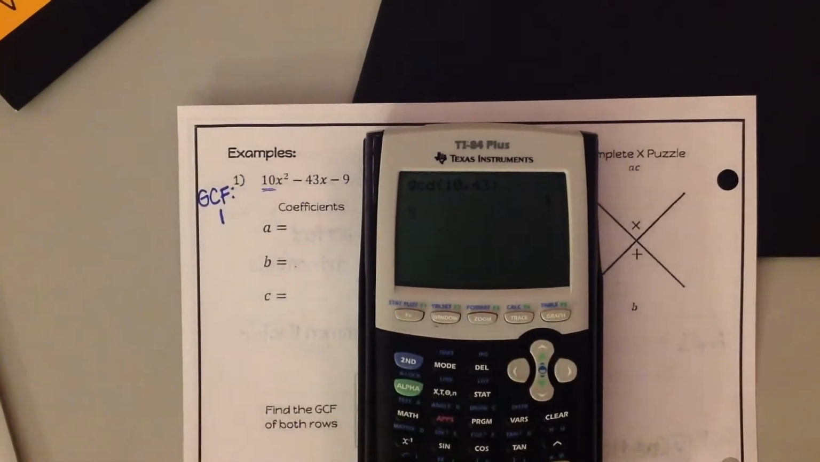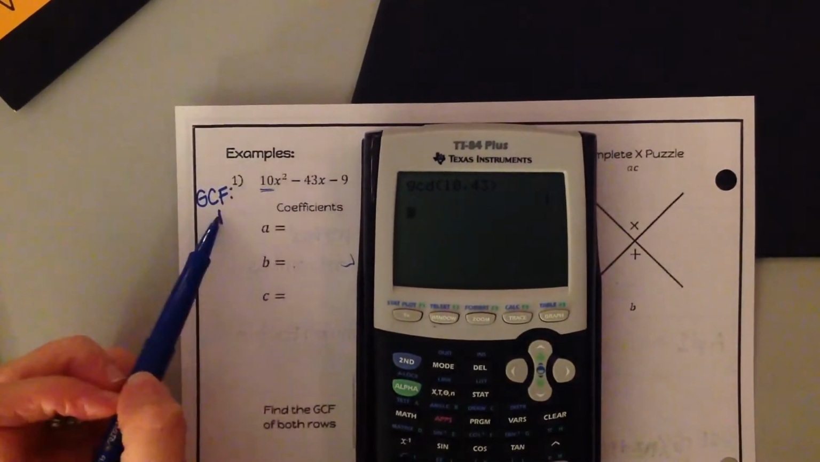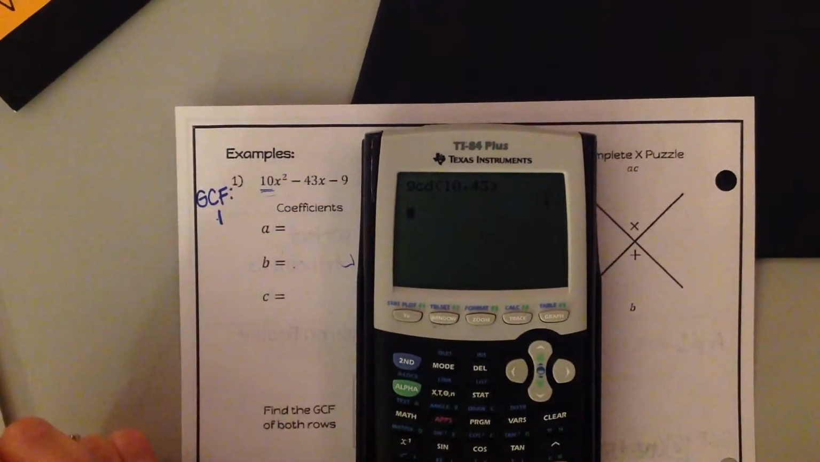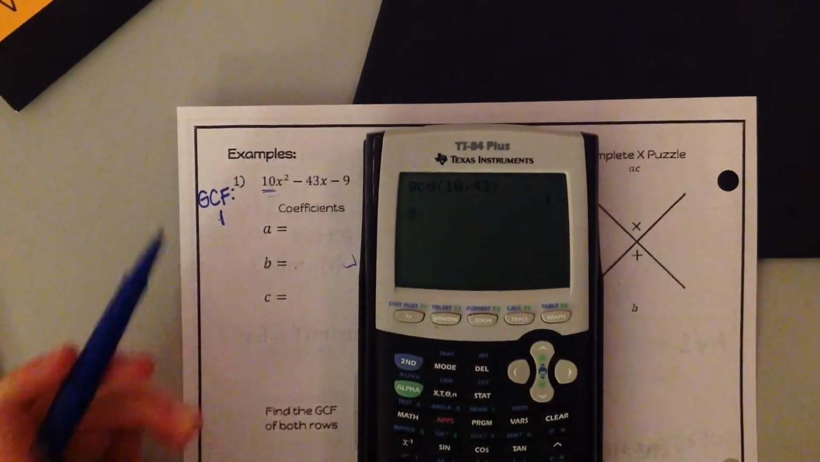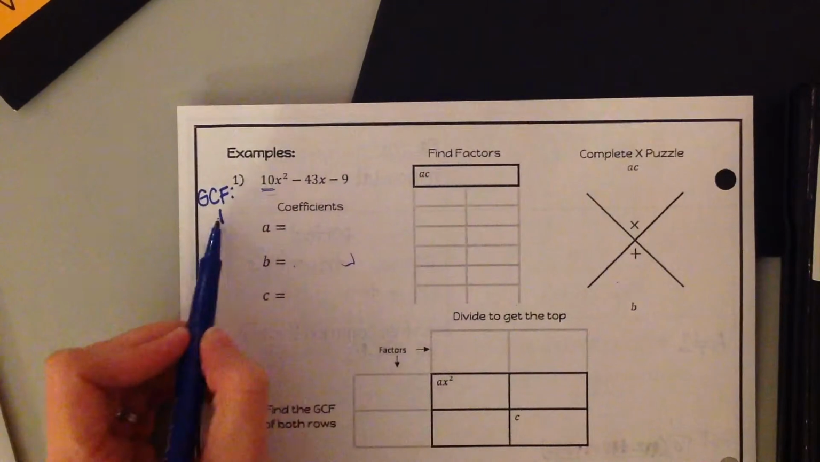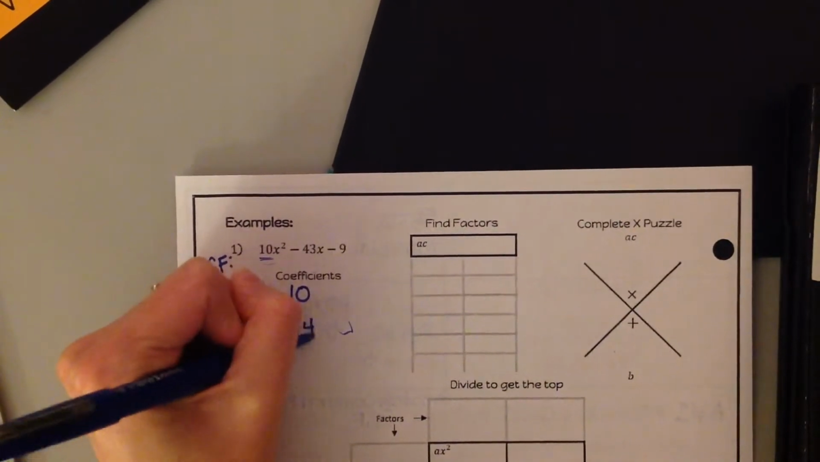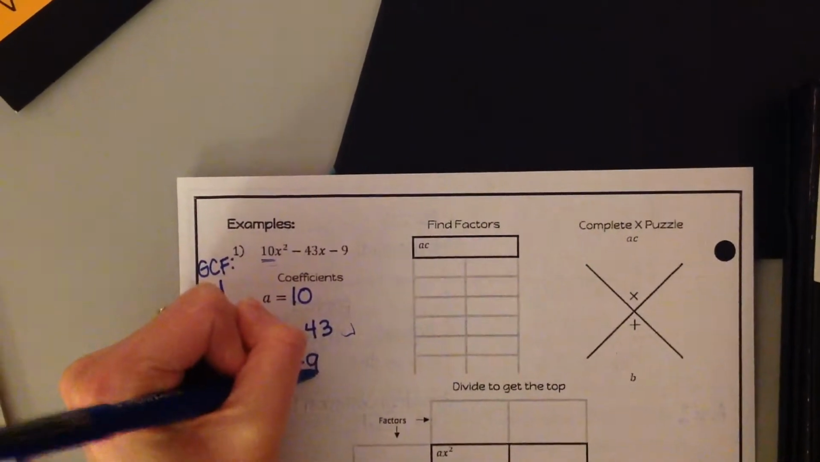Well, if you get a GCF of 1, if you divide any number by 1, is that number going to change? And the answer is no. So I'm not going to divide because my coefficients won't change if I divide them all by 1. So I'm going to leave my A coefficient as 10. My B is going to be a negative 43, and my C is going to be a negative 9.